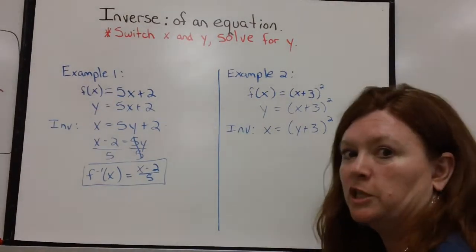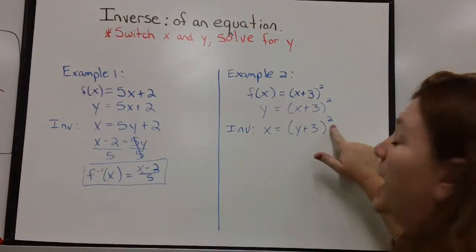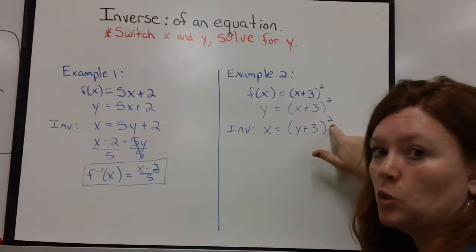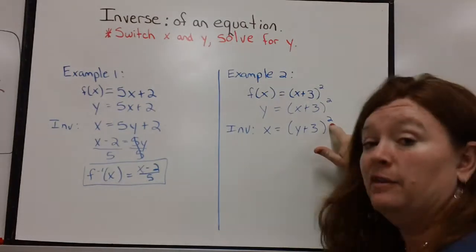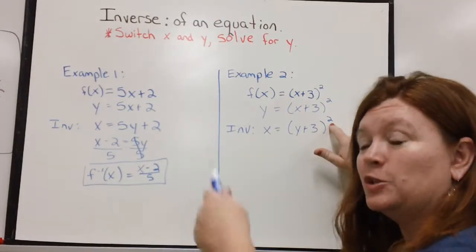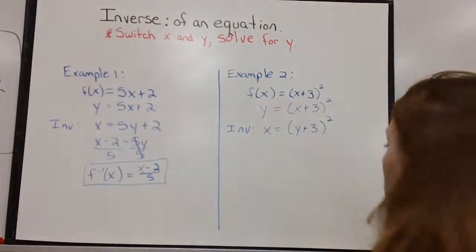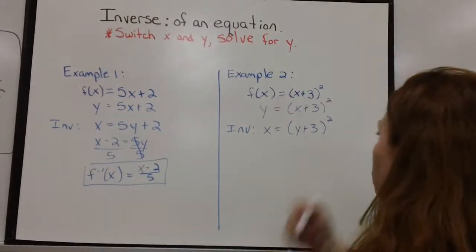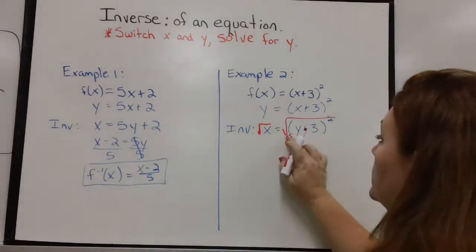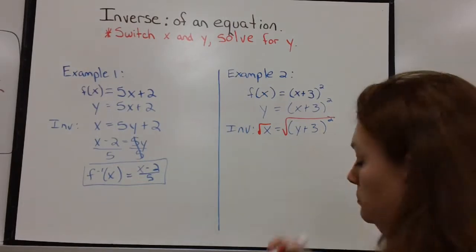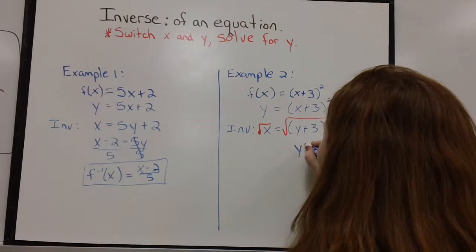The big question is which comes first. I have to work from the outside in. I have to take care of this squared before I can subtract 3. The inverse of a squared is a square root. To get rid of that squared, I have to take the square root of both sides. I'll use red. The square root of something squared, they cancel each other out, and I am left with just y plus 3.